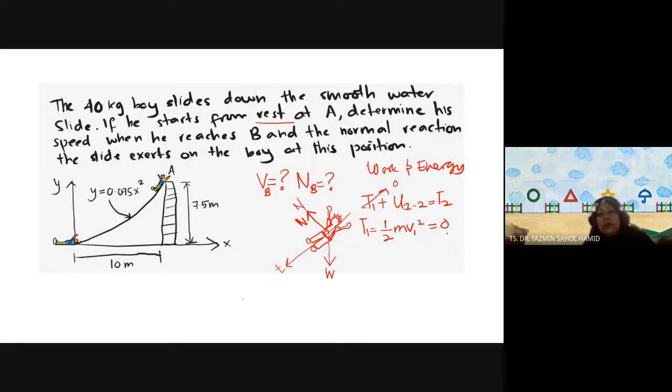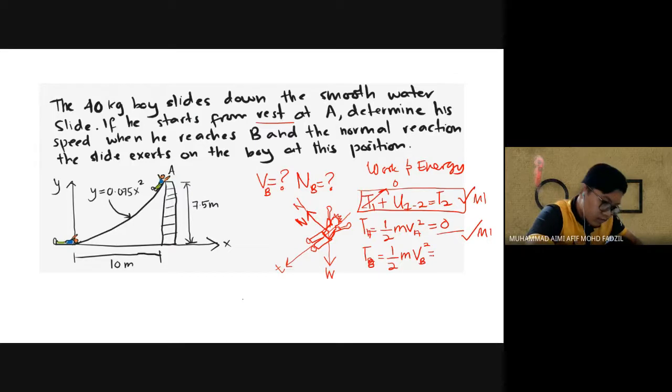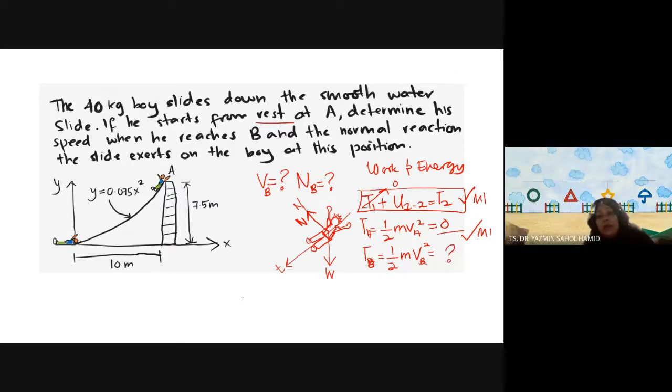If you do it like this, writing 0 like this, you get a mark. For T2, if you write down this formula, sometimes you also get a mark. This gets M1, this gets M1. Okay, what is T2? Do we know the velocity at point B? No, that's what we have to find. Since this question has A and B, you can make T1 at A and T2 at B. So velocity B, this is what we need to find.